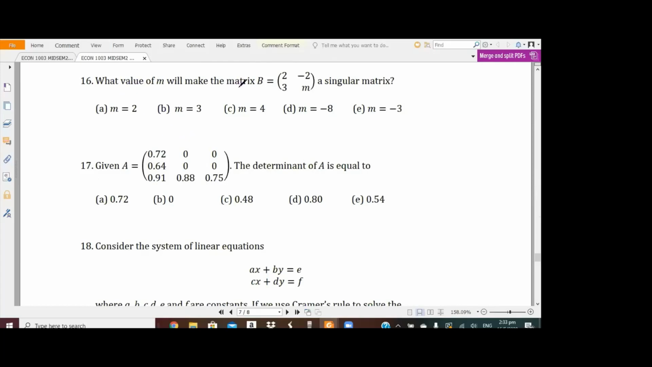So what value of m will make this singular? We did it in the first paper.